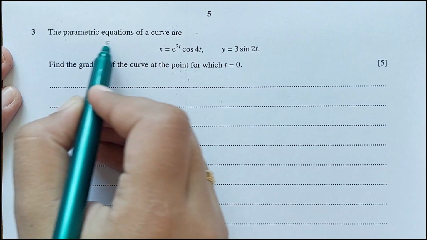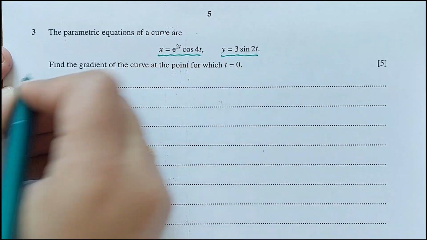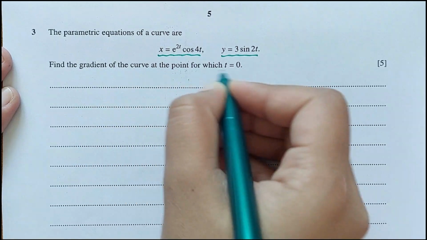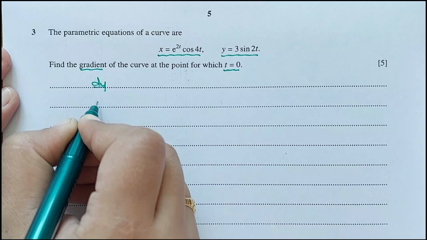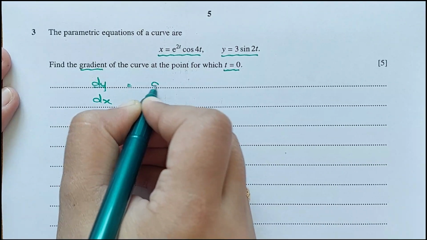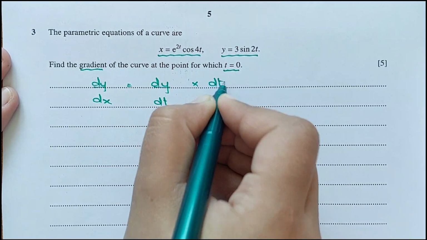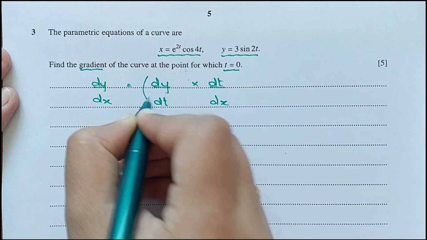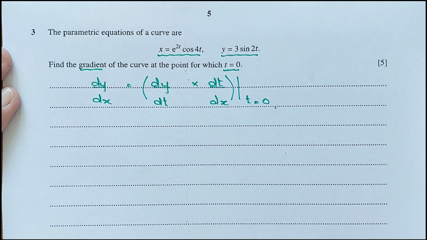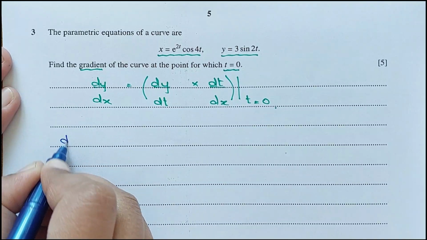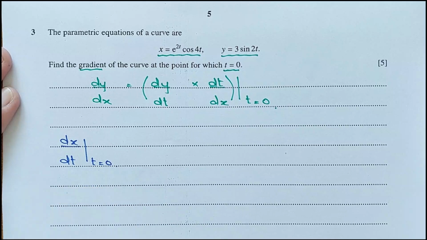Question number 3, the parametric equations of the curve are x equals to this and y equals to this. Find the gradient of the curve at the point where t equals 0. Gradient of the curve is dy over dx, right? So we have to use the chain rule, dy over dt times dt over dx, at t equals 0. So first we have to differentiate x with respect to t and then put t equals 0, right?